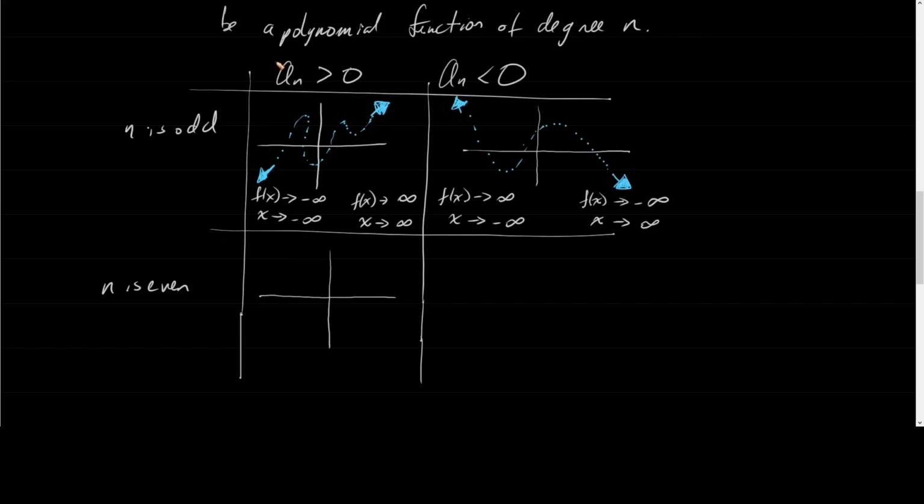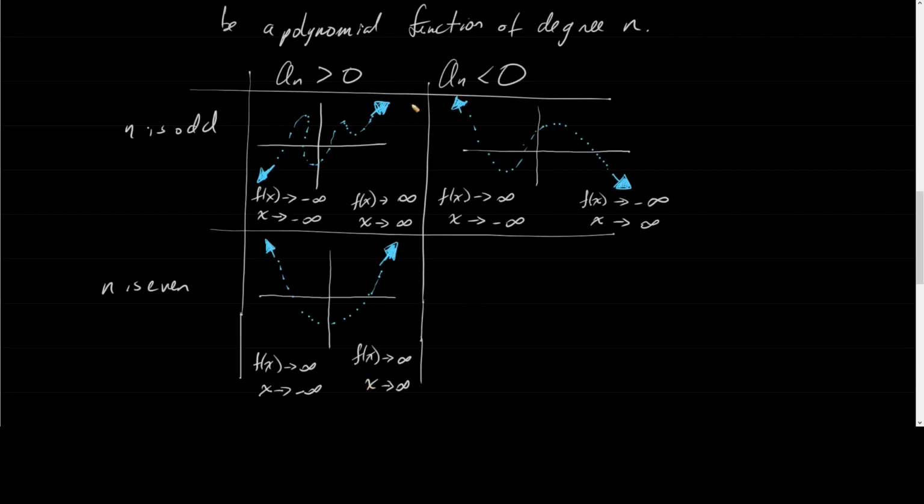When n is even and our leading coefficient is positive, we have that it starts up here in the second quadrant and ends up here in the first quadrant. And again, what it does in the middle, not so important. It could be something as simple as this. On this part, f of x is going to infinity as x goes to negative infinity. And on this part, f of x is going to infinity as x goes to infinity.